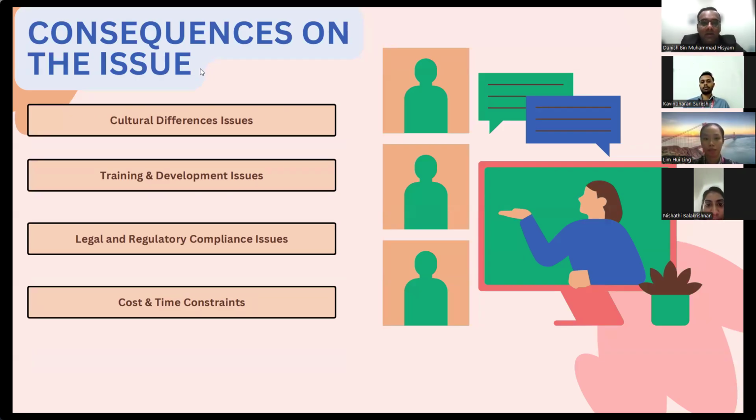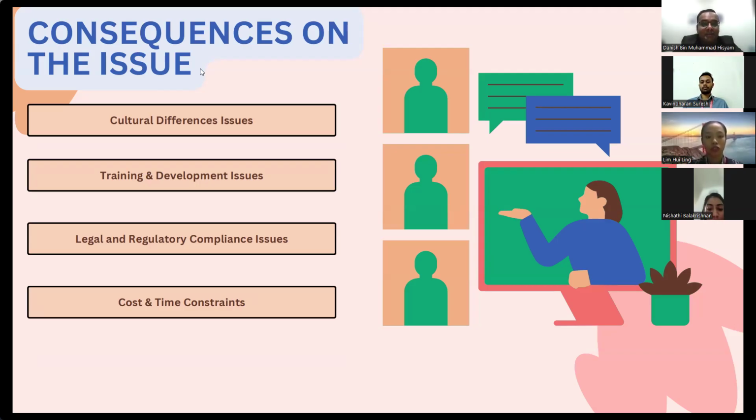Thank you, Lim. Okay, for the consequences of the issue, businesses may have serious repercussions from the problems and difficulties associated with international human resource management. Financial performance, organizational culture, employee satisfaction, and strategic effectiveness are just a few of the aspects of business operation that may be impacted by these difficulties.